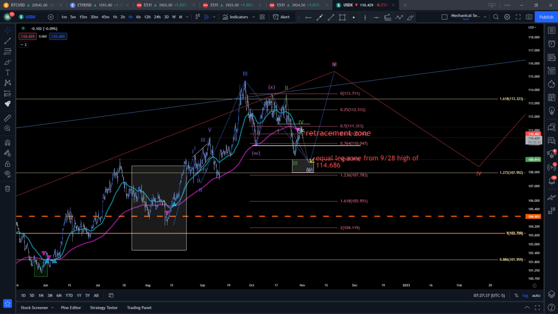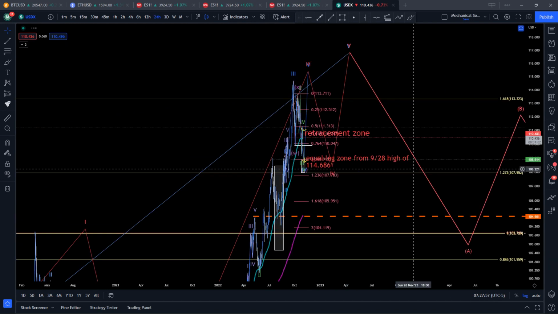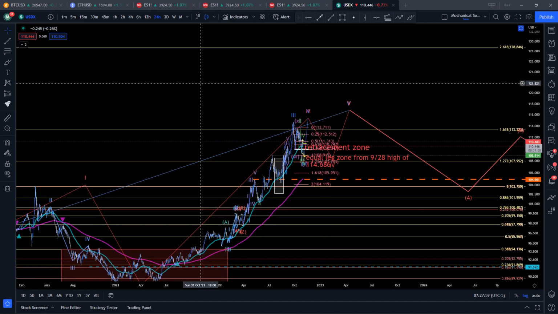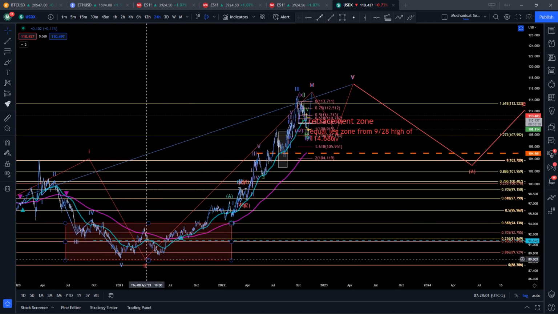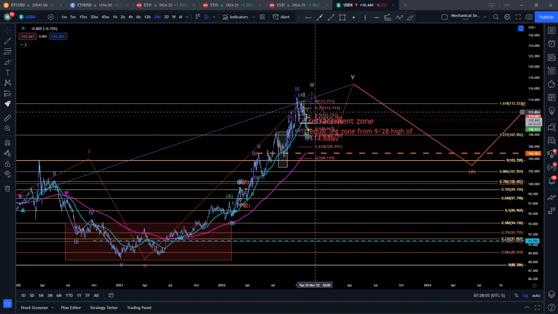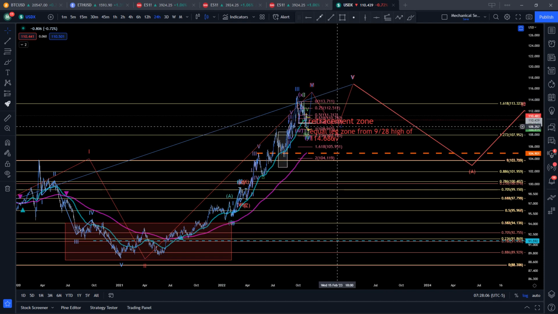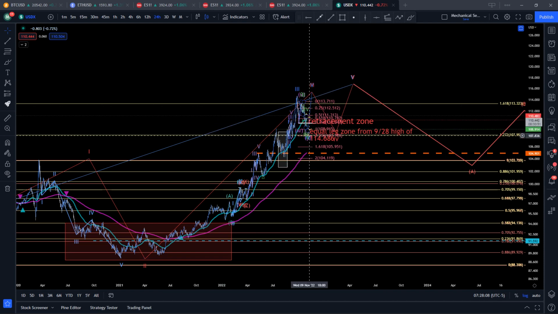And that equal leg extension is the correction against the highs on the 28th of September. So once we've completed this correction here, WXY fashion with an impulse for the Y leg, then we should see the return to the upside to complete wave 5 of 3 on a larger frame. As you can see, this larger frame play is a much bigger wave. We're just waiting for this completion. And then here's the internal.